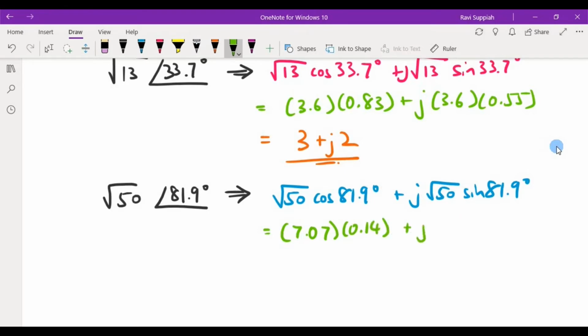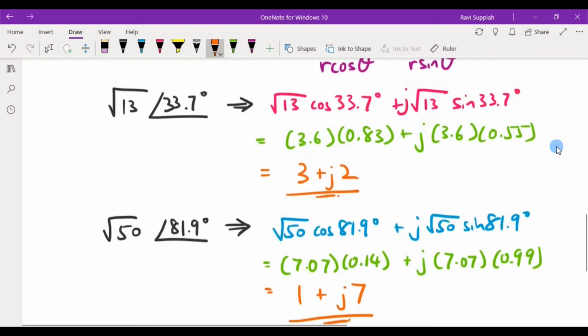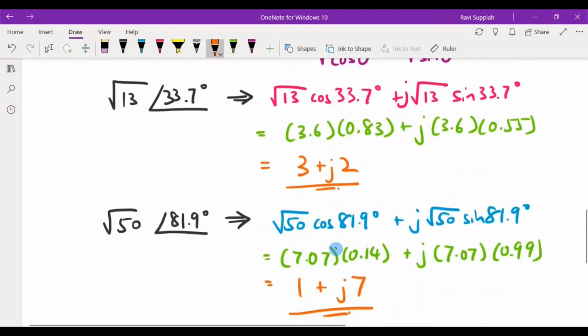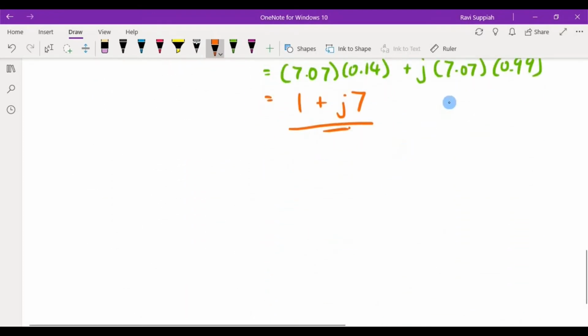0.14 plus j 7.07 0.99, and that will give us 1 plus j7. As you can see, this is the same as what we had earlier. So now you have learned how to convert a complex number from rectangular to polar and polar back to rectangular. Right now I'm going to focus on what the benefits are of converting them to polar form.